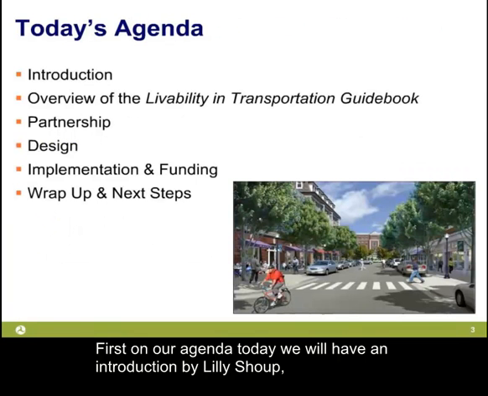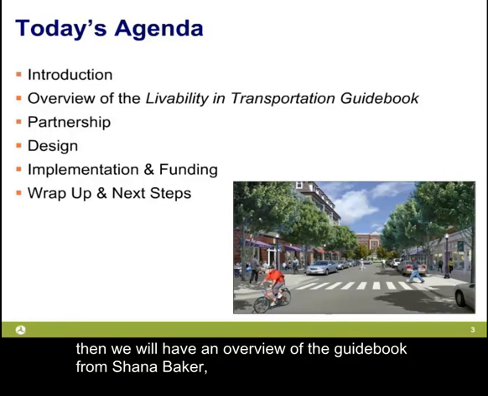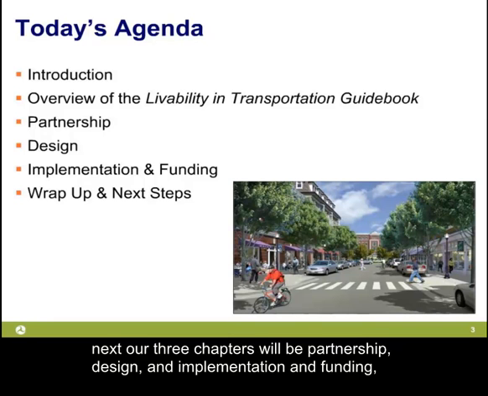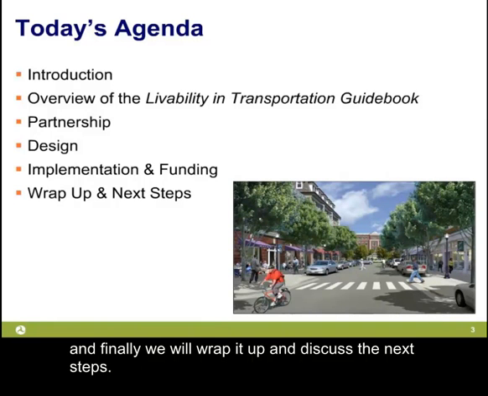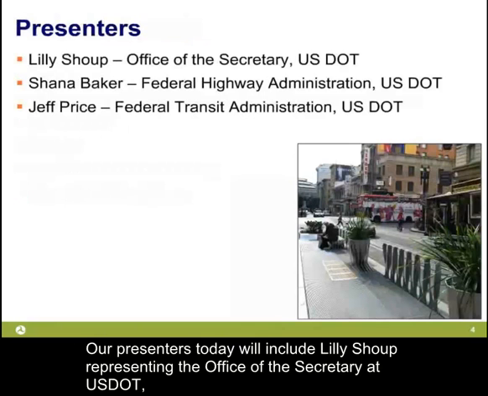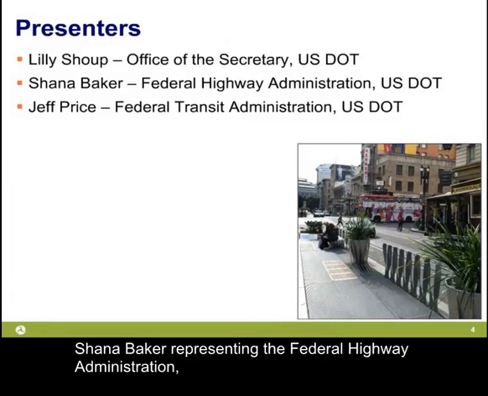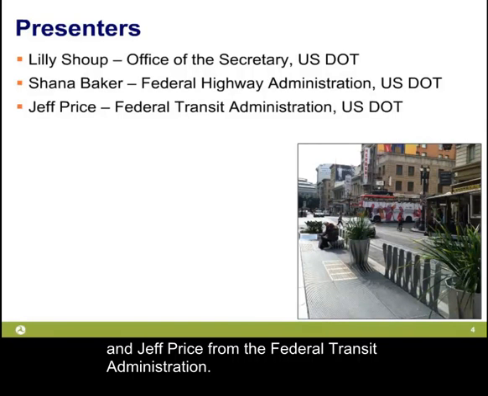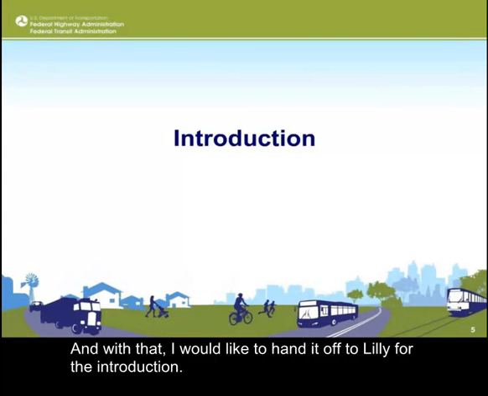First on our agenda today, we will have an introduction by Lily Schaup. Then we will have an overview of the guidebook from Shana Baker. Next, our 3 chapters will be partnership, design, and implementation and funding. And finally, we will wrap it up and discuss the next steps. Our presenters today will include Lily Schaup, representing the Office of the Secretary at USDOT, Shana Baker, representing the Federal Highway Administration, and Jeff Price from the Federal Transit Administration. And with that, I would like to hand it off to Lily for the introduction.